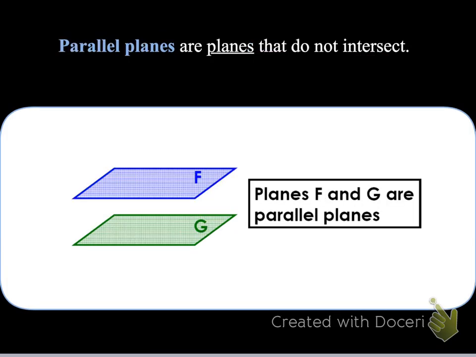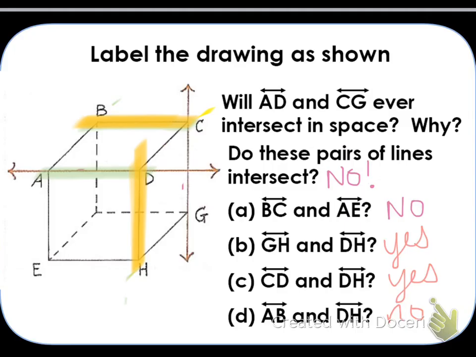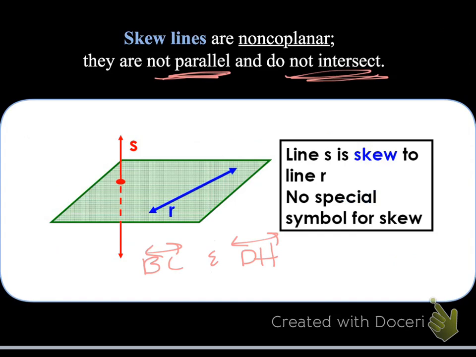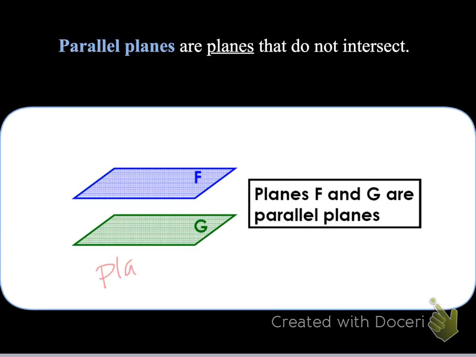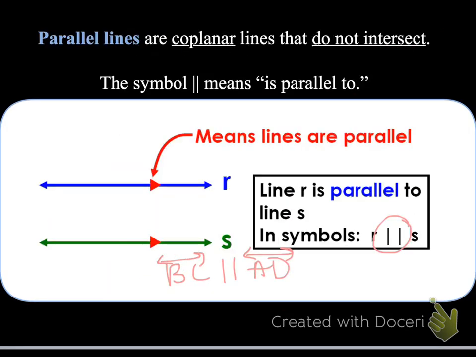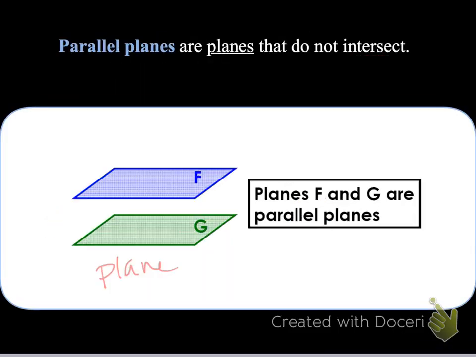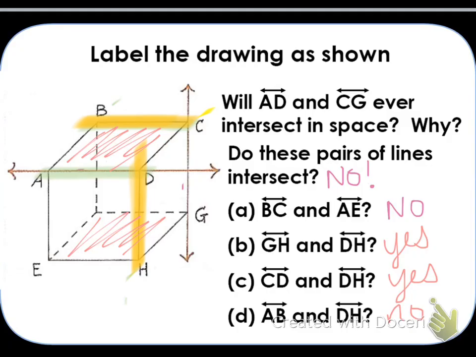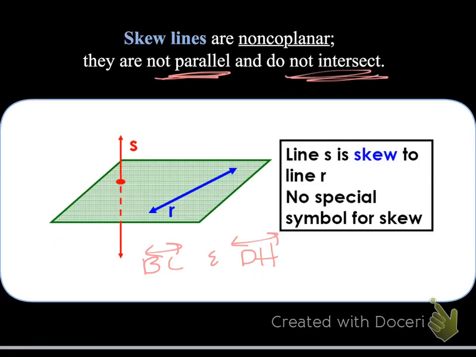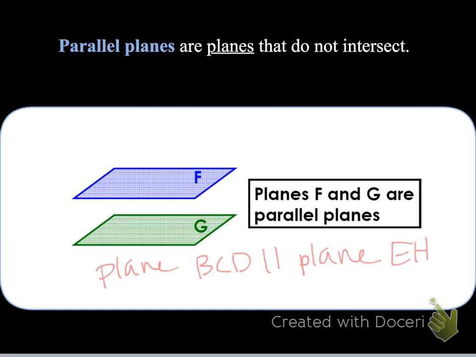Okay, parallel planes are planes that do not intersect. They just run alongside each other. So an example from this, if I want to talk about this top plane, plane BCD is parallel to plane EHG. Just need those 3 letters that make it up.